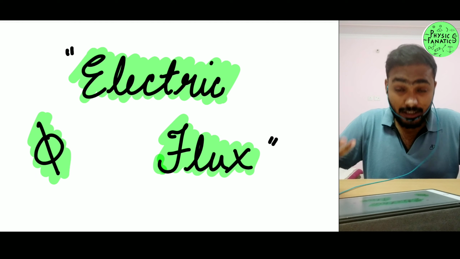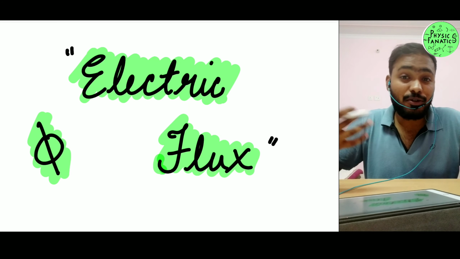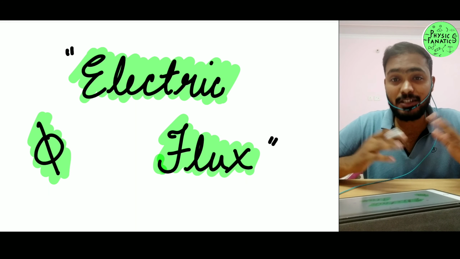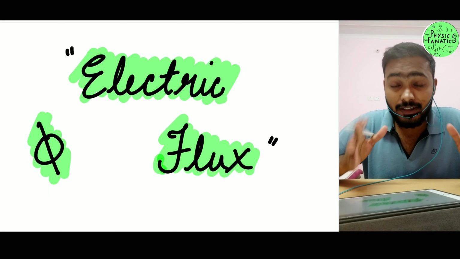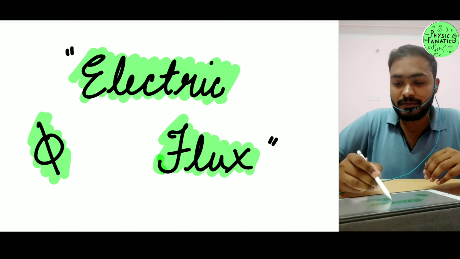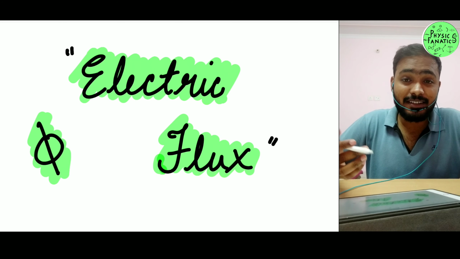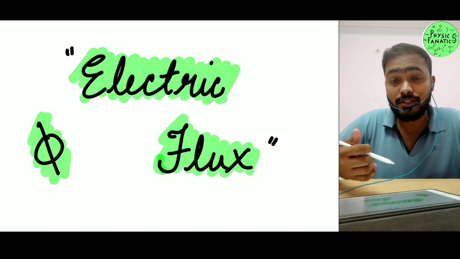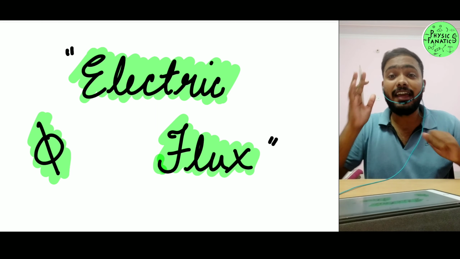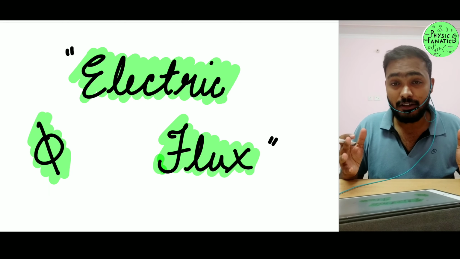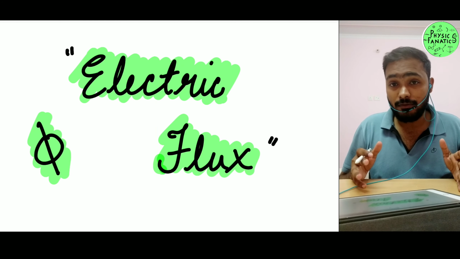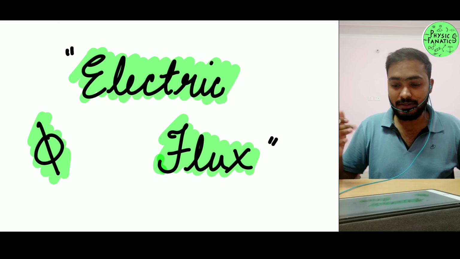Electric means we're talking about electrons. Electrons means we're talking about charge, which means there must be an electric field. Electric field means there must be electric field lines, right? So basically electric flux actually means the electric field lines which are flowing through any particular surface. That is something which we are going to find out in today's video. So let's move forward.